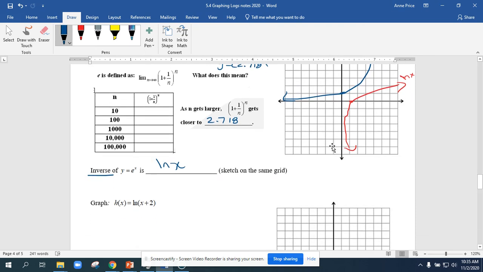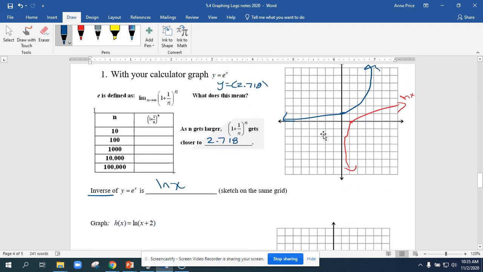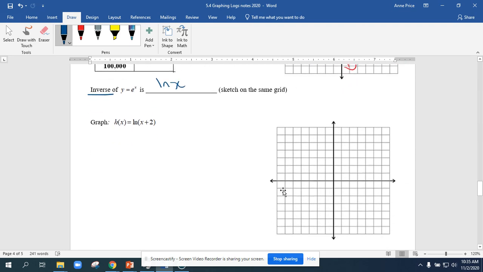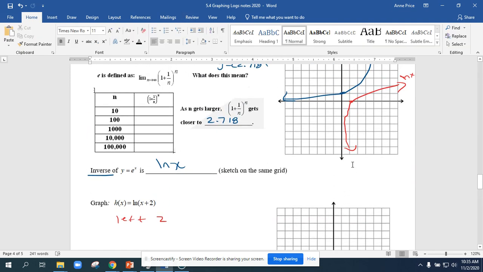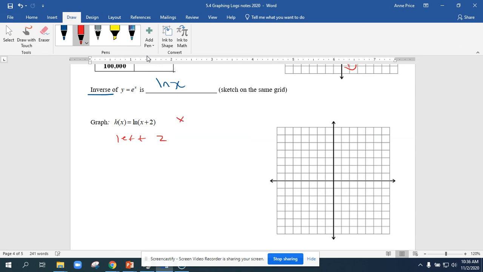Down here it just says, can we graph the natural log of x plus 2? Well, that's what I have in red up here, but it's been shifted left 2. So if you can use the parent function and say, well, everything's going to shift left 2, how will that look? The x plus 2 has to stay greater than 0. So x has to be greater than -2. So that's going to be my vertical asymptote. Okay, so it's going to look something like that.